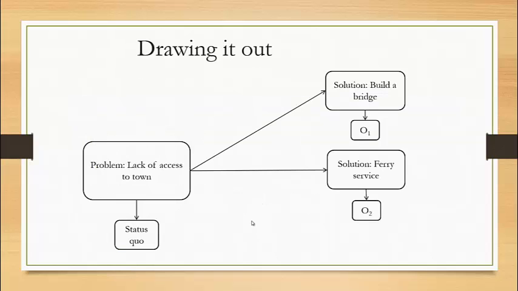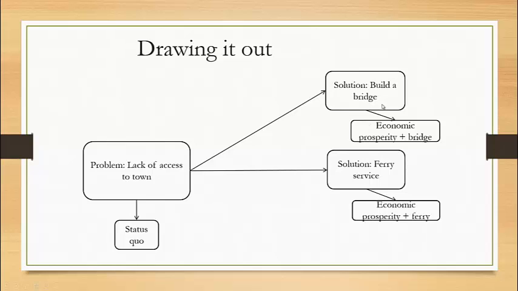And so what we might do is draw out the whole thing, okay? On the left here, we see that the problem is a lack of access to town. There are 3 options. 1, we can maintain the status quo and just maintain the fact that there isn't a way for those 2 towns to get to Megatown, right? The second option is that we can build a bridge, right? And so this has outcome 1. And the third solution is that we develop ferry service, which is outcome 2.